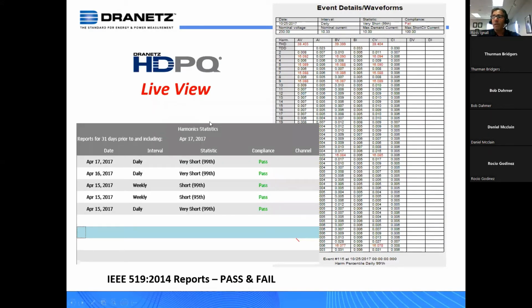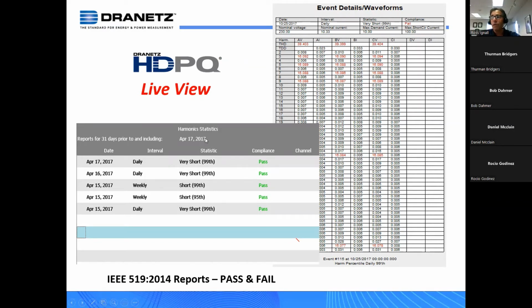And this is basically where the rubber meets the road when we talk about 519-2014. You get a harmonic compliance report every week, okay? So you can see here's the daily report on very short time and short time harmonics, and there's a daily report and a weekly report for each one of those. Every day you're going to get a report for very short time harmonics. Every week you're going to get a report for short time harmonics to the 99th percentile and to the 95th percentile. And these are all called out and specified in the 519-2014 standard. And there's a compliance check. It's basically pass-fail. And that's the heart of the standard. It's telling you whether you pass or fail.